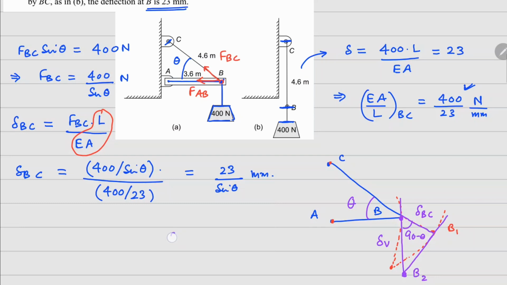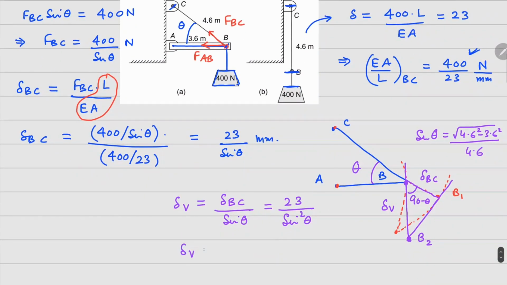From this triangle you can see that your delta V is equal to delta BC divided by sine theta. So if I substitute the value of delta BC, this comes as 23 over sine square theta, and from the dimensions given, your sine theta value is the square root of 4.6 square minus 3.6 square, that's the vertical height, divided by 4.6. So if I substitute all of this here, your value of delta V comes out as 59.34 millimeters.